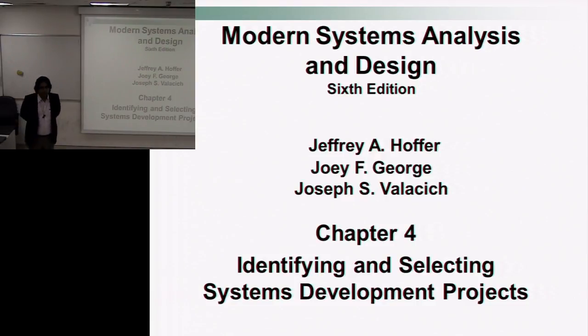Today we are going to start a new chapter, that is identifying and selecting systems development projects. In fact, whenever it is required to develop some information systems project, normally the analysts, the managers, or the stakeholders, or the authorities from the top management, they look at the system from different perspectives. So they may come up with different types of possibilities to solve a problem.